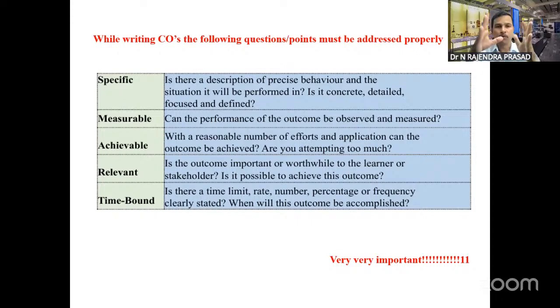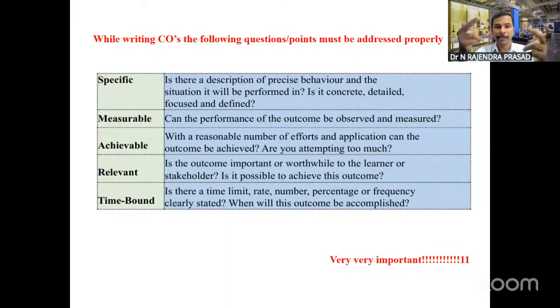Suppose you have a course, a paper that has 3 or 4 units. Try to write at least 3 to 4 COs. One CO should be related to one unit, another CO should be related to another unit, and in that context, you can write the CO. Then another thing is, is it measurable? Means, can the performance of the outcome be observed or measured?